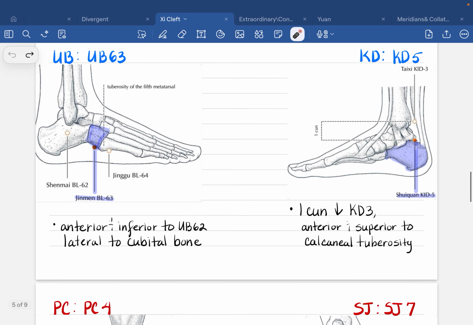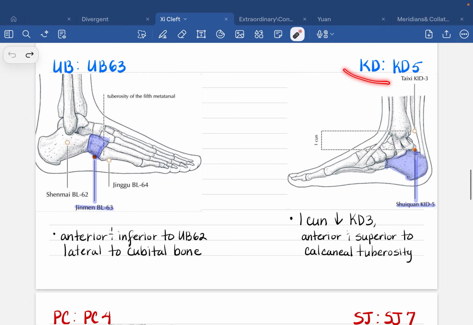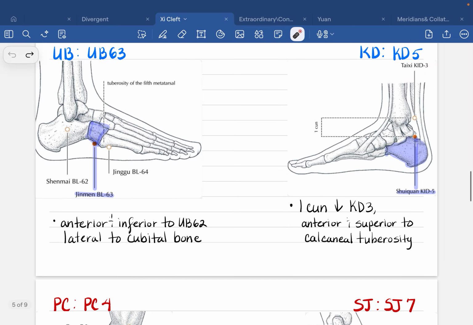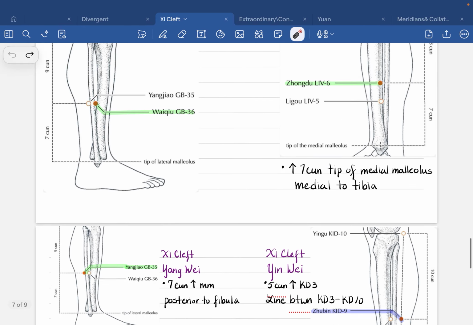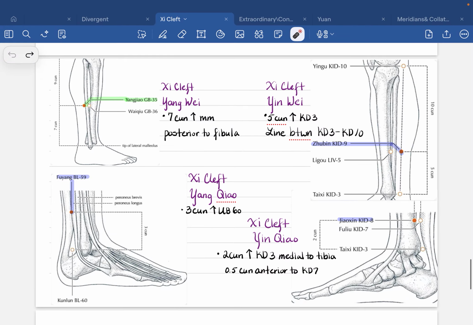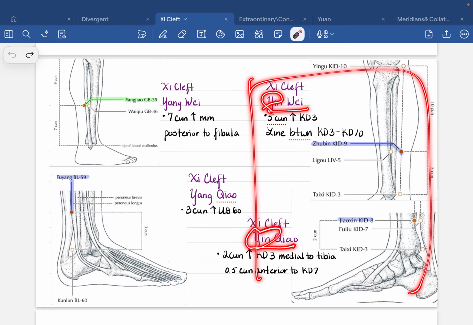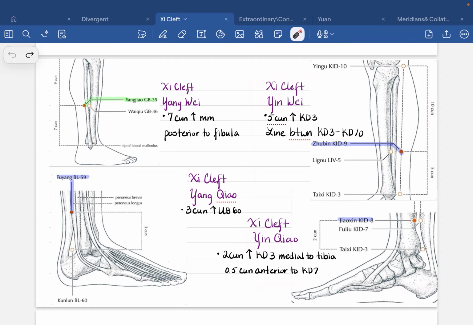As you know, there's another point, kidney 5 right here, which is going to be the xi-cleft for the kidney. Kidney 5; kidney 9 is going to be the xi-cleft for the yin wei. Now, the yang qiao right here. So you can remember, as they're, of course, yin, they're going to be 2 kidney points here. And this one, the yang wei, is going to be GB.